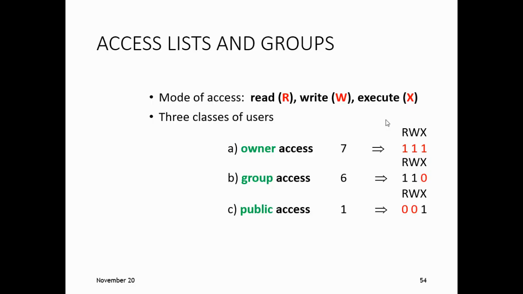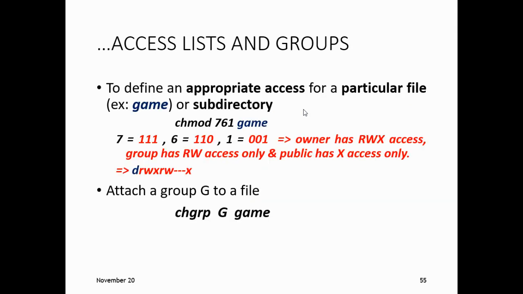So we have a concept called owner access, group access, and public access. Public is whereby, as you can see here, 001 means you can only execute, you can only run the file, but you cannot change anything, you cannot even read the file. Group access, you can read, write, but you cannot execute. Or the owner of the file, you can read, write, and execute. These are the types of mode of the particular file.